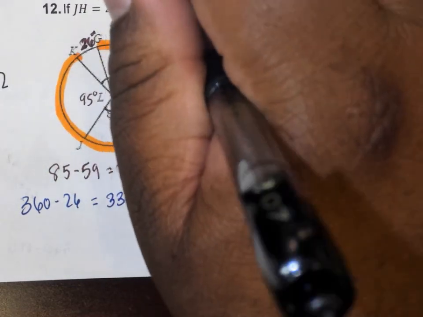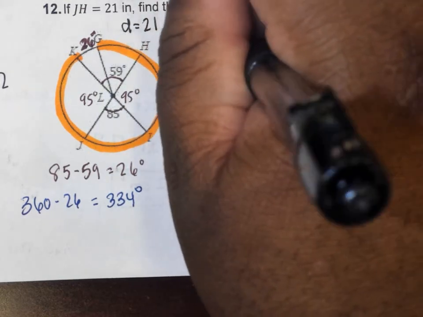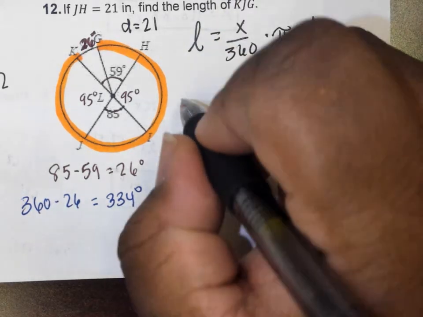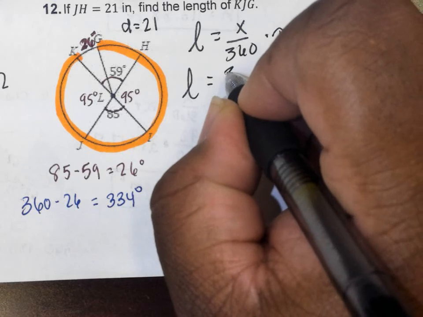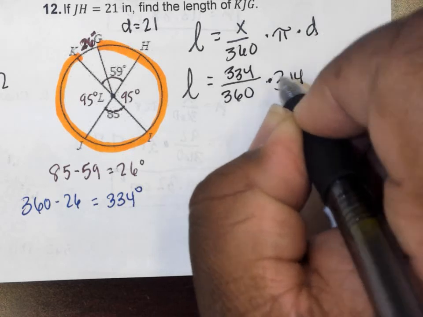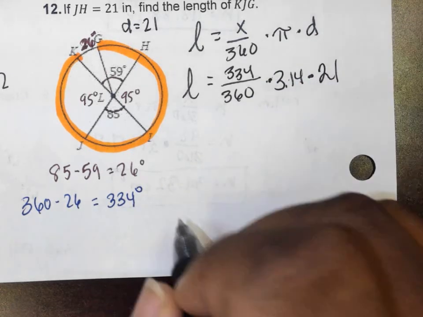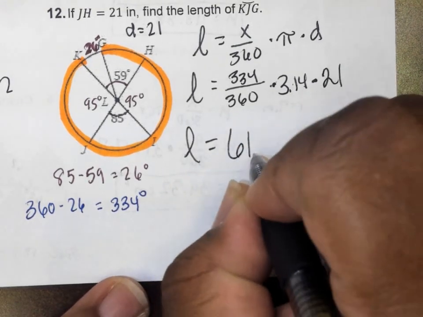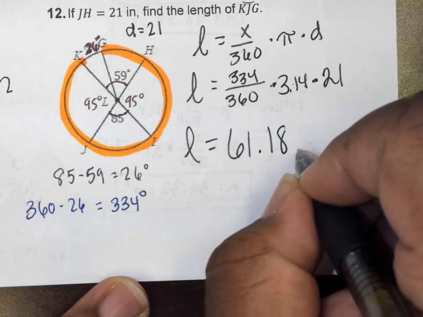And then 21, was that diameter or radius? That's the diameter. So 21 was my diameter. So it's L equals x over 360 times pi times diameter. And then L equals 334 over 360 times 3.14 times 21. That was 61.18. This was inches.